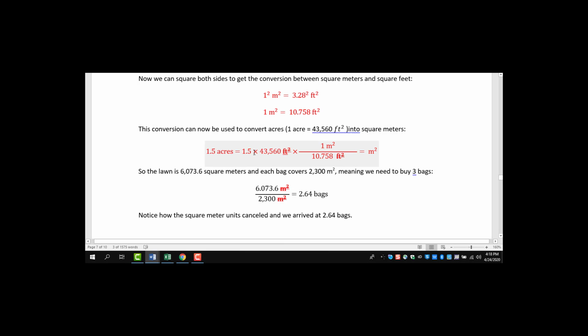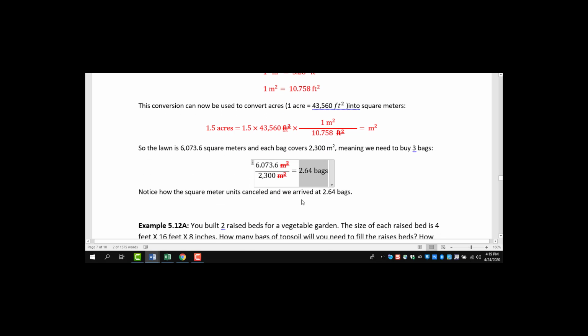Take 1.5 acres times 43,560 square feet and turn the feet into meters, and you're going to get 6,073 square meters. Each bag covers 2,300 square meters. Divide it, the meters cancel, and you get bags, 2.64 bags. So you're going to need 3 bags because you can't buy 2.64 bags.